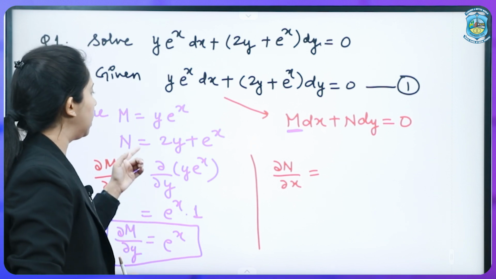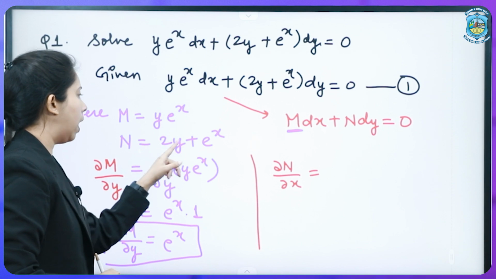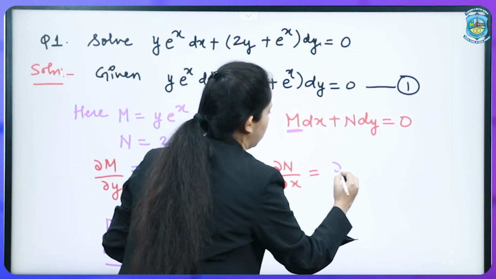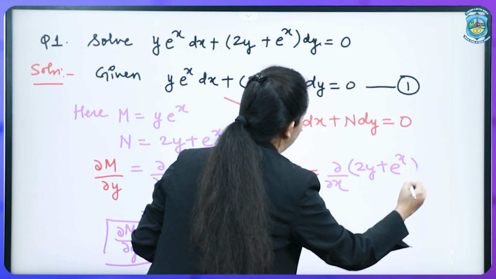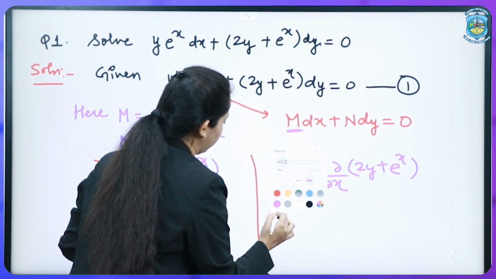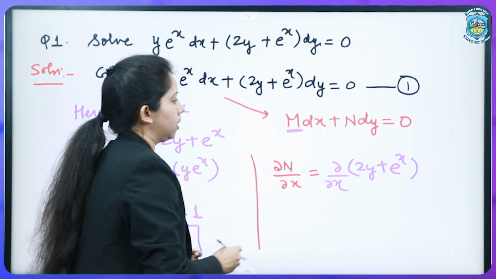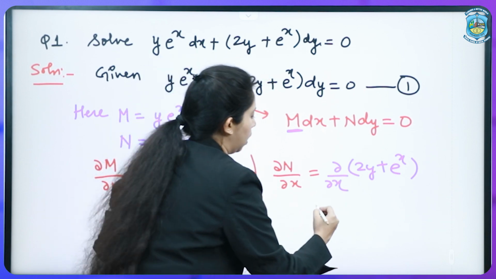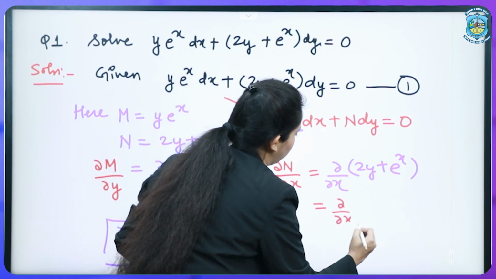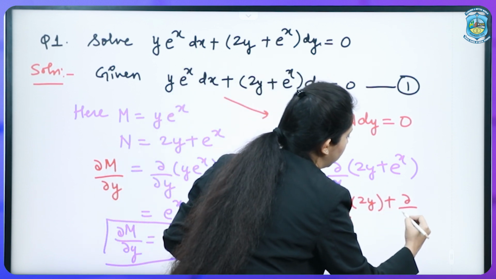Now we will differentiate N with respect to x. So the value of N is 2y plus e^x. We will differentiate the given function with respect to x. Here we will use the rule of differentiation, that the derivative of the sum of two functions will be equal to the sum of the derivatives of the two functions.